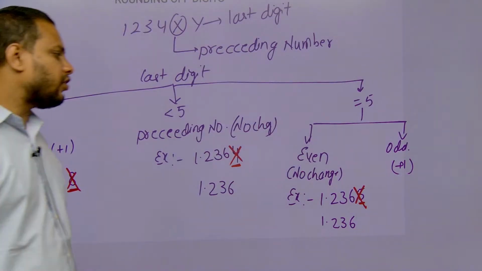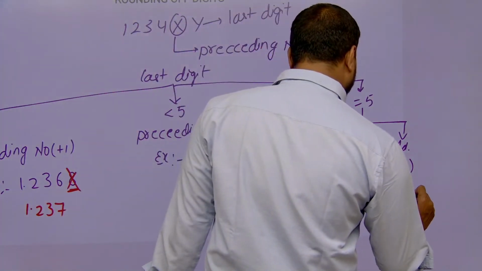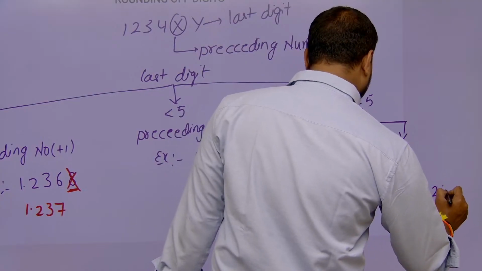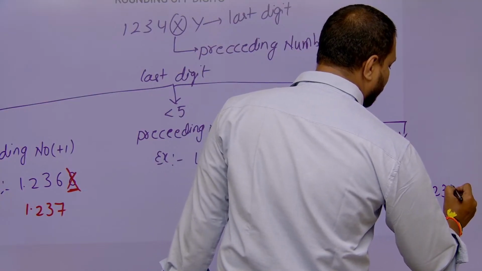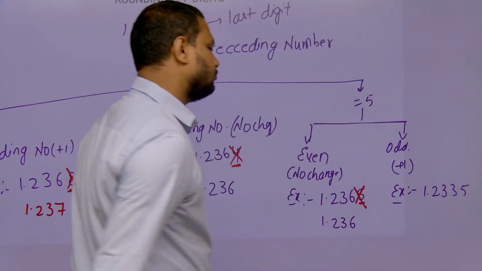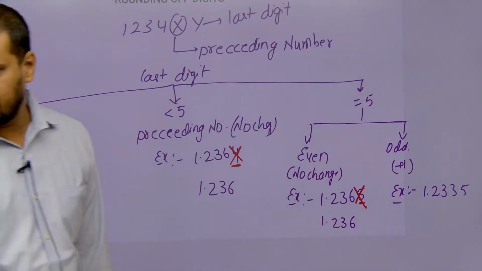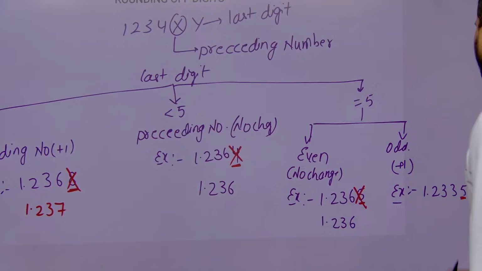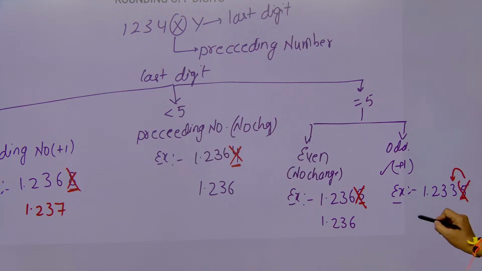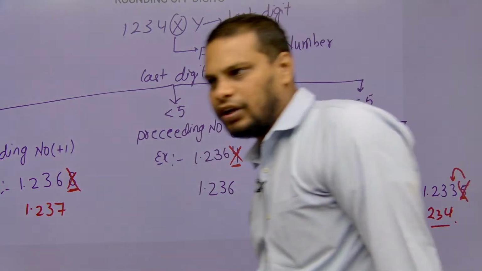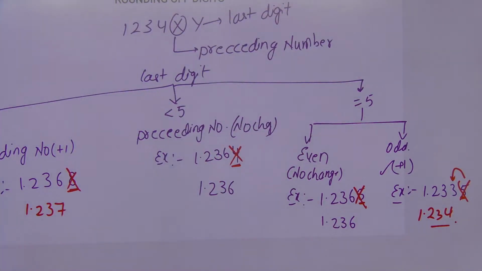Suppose I give you one more example. Example: 1.2335. Are you clear? The last digit is equal to 5 and the preceding number is odd. If the last digit is equal to 5 and the preceding number is odd, then preceding number plus 1. So cut down the last digit, and 1.234 is the answer. Are you clear? Just understand the rounding of digits.